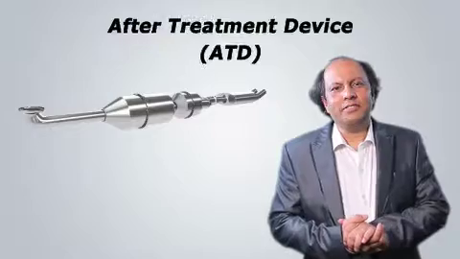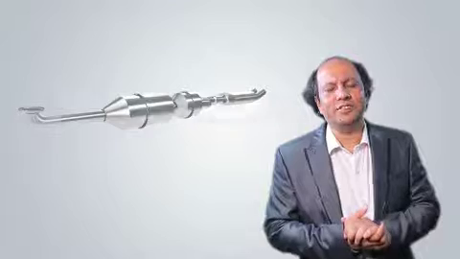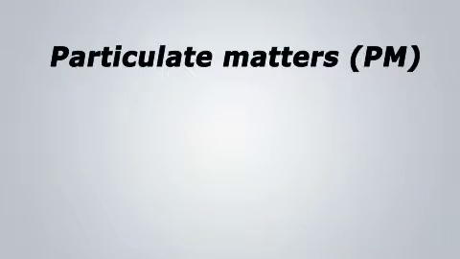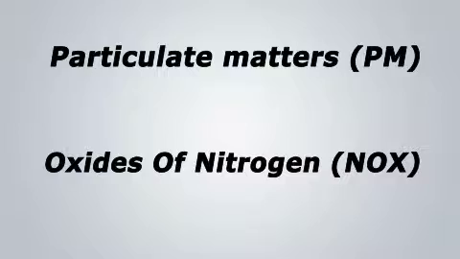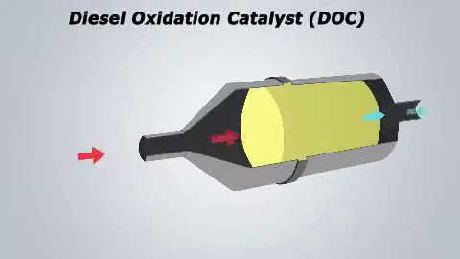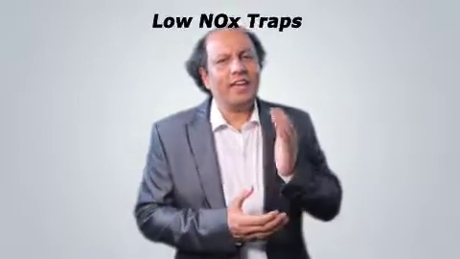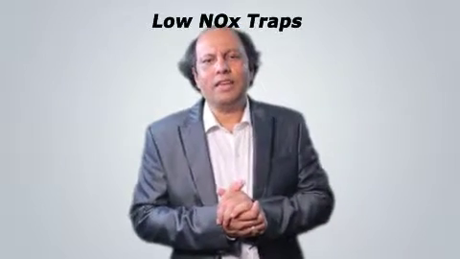Several after-treatment devices or ATDs have been employed to reduce the two major regulated emissions, namely the particulate matter or PM and oxides of nitrogen or NOx. Diesel particulate filters or DPFs, diesel oxidation catalysts or DOC, continuously regenerating traps or CRTs help reduce the particulate matter. Similarly, SCR or selective catalytic reduction, DNOx catalysts, LNT or lean NOx traps help reduce NOx levels from the exhaust of a diesel engine.